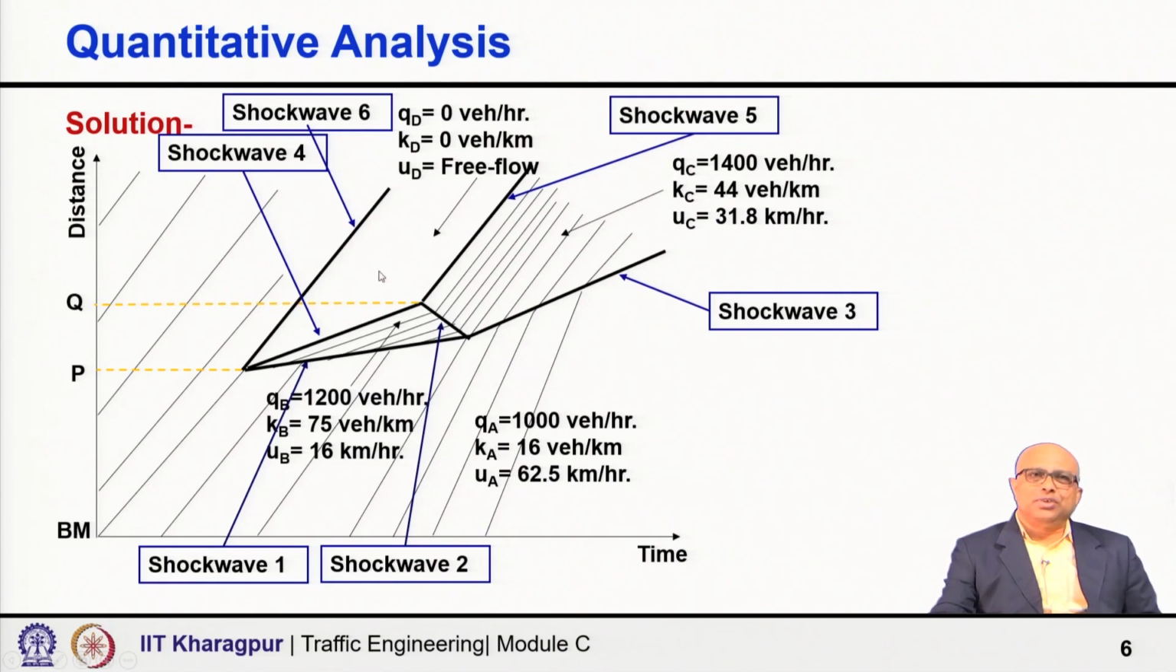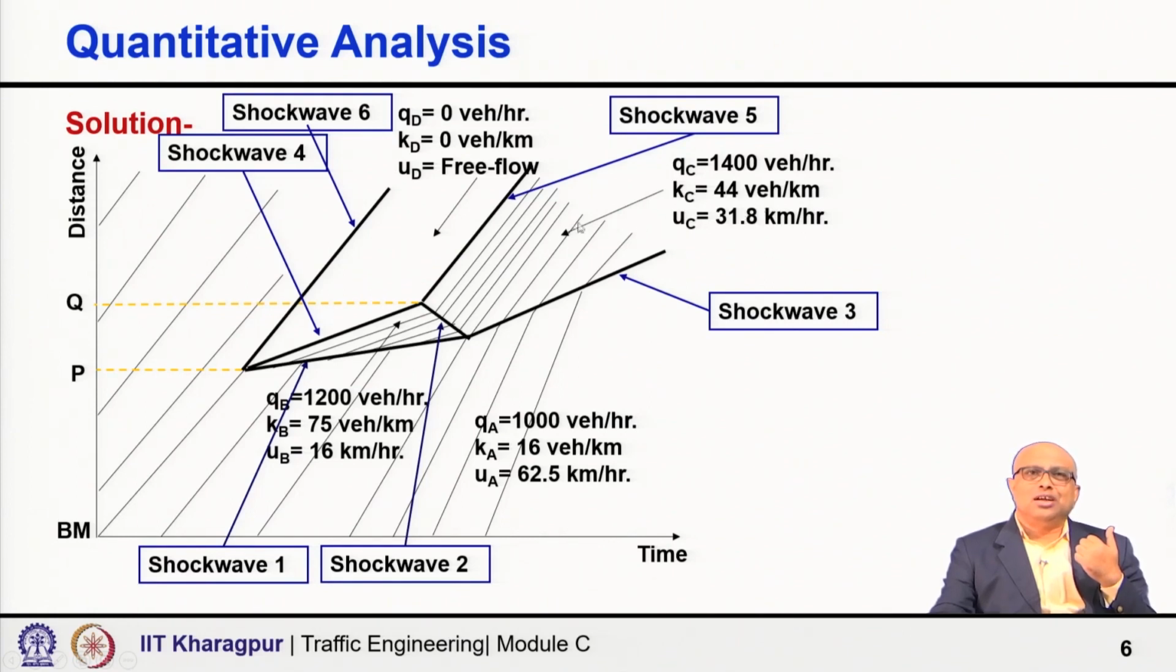Then a traffic state B is created behind the truck, the moving vehicle platoons, and that traffic state is shown as traffic state B. So, the Q B, K B and U B values are there. Then another traffic state C is created once the truck leaves the highway at point Q, when the queued vehicles are released at capacity flow. So, that is traffic state C. So, Q C, K C and U C values are again known.